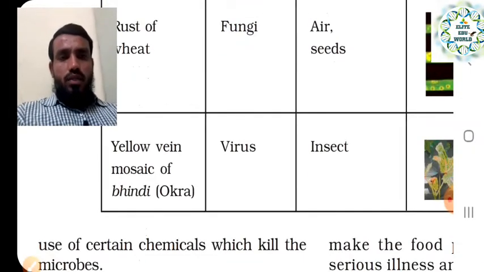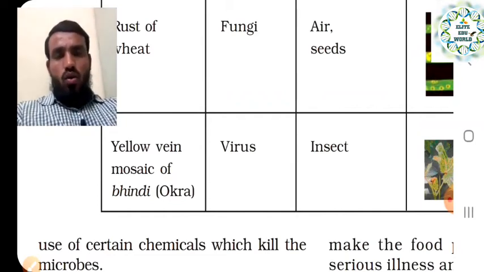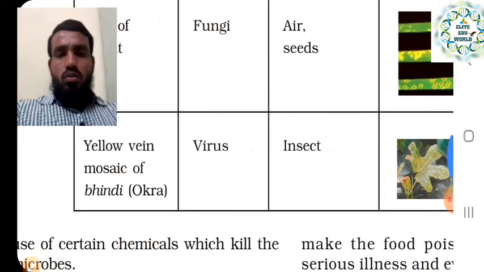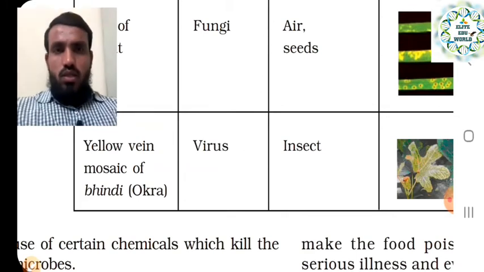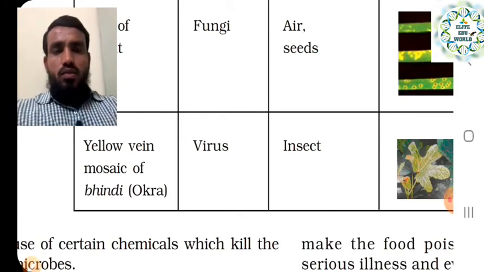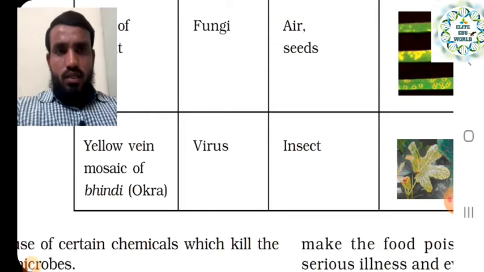Now the next one we will see is yellow vein mosaic of bhendi or okra. Here we will see why it is called yellow vein. It is caused by a virus only. Viruses are responsible for causing this kind of disease, and it can be transferred from one plant to another plant with the help of insects, right?